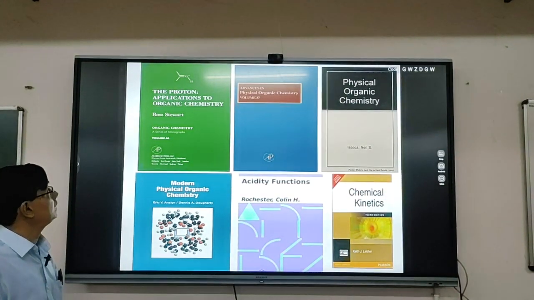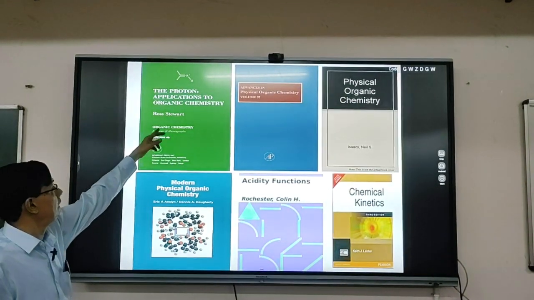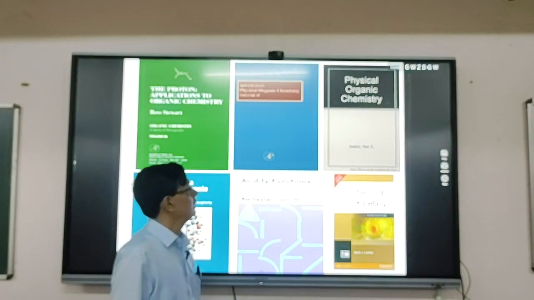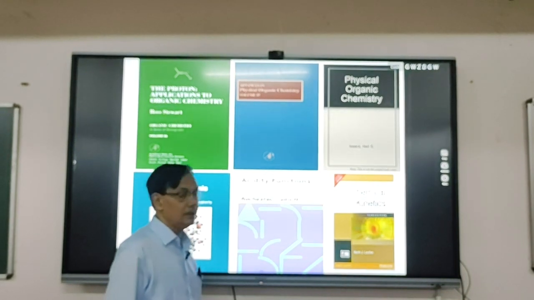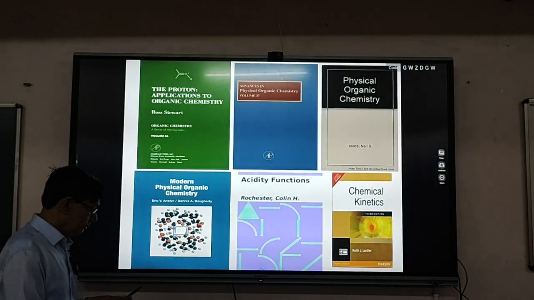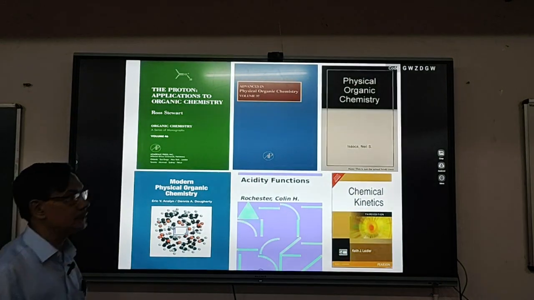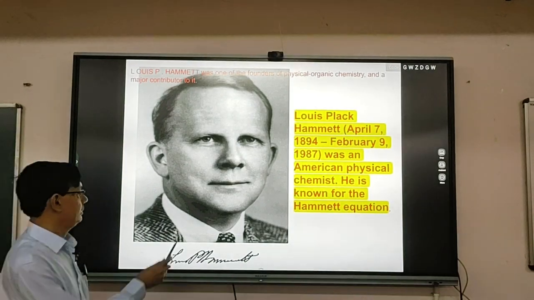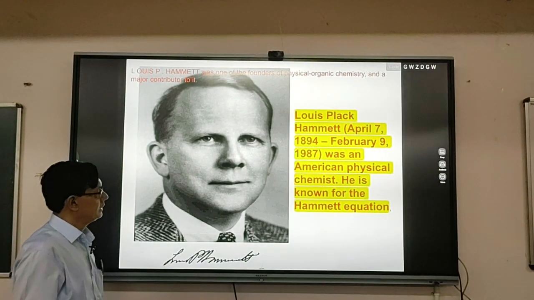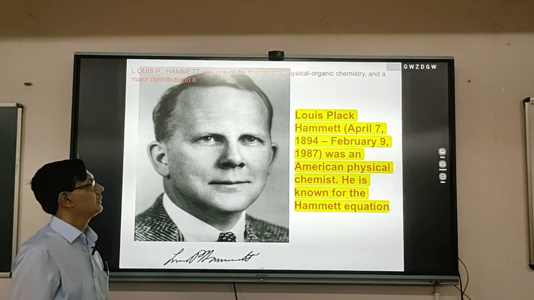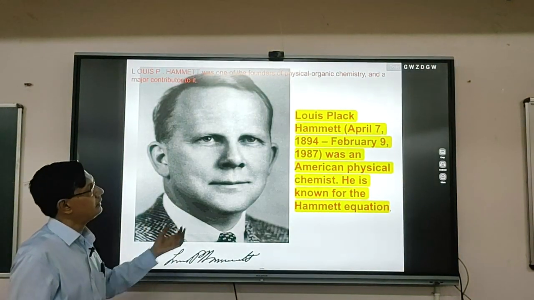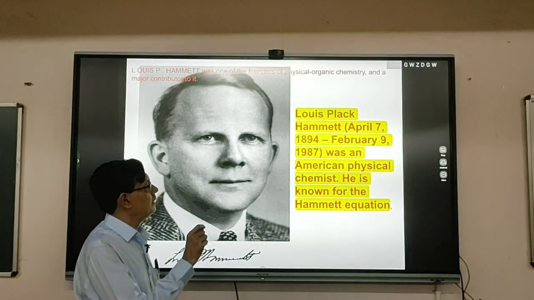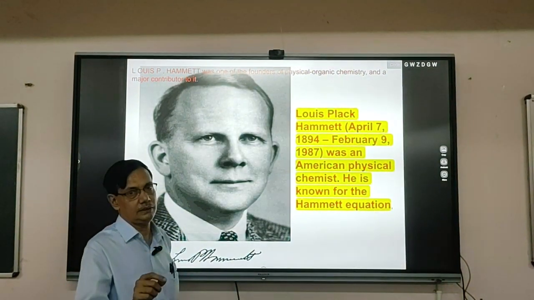The Proton, the Application to Organic Chemistry, by Ross Stewart, is another very well-known physical organic chemistry book. And you can refer to the physical organic chemistry book by Isaac Neil. So these are some. And if you want to learn more about the acidity function, you should refer to the paper published by this great scientist, I should say, Professor L.P. Hammett. Therefore, the first acidity function developed is called the Hammett acidity function.